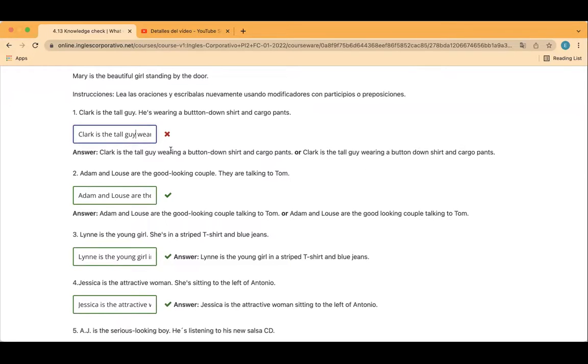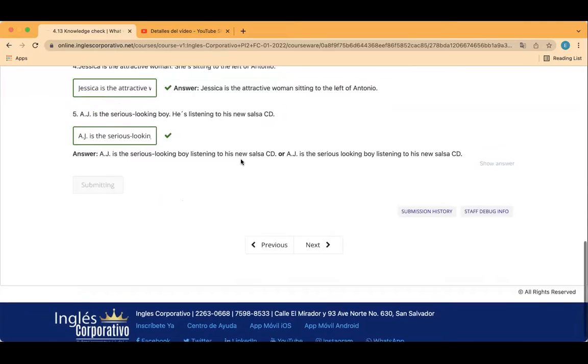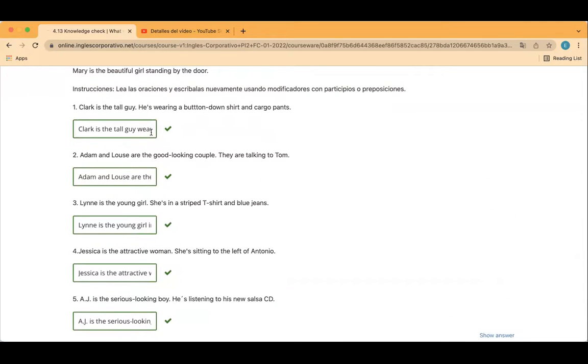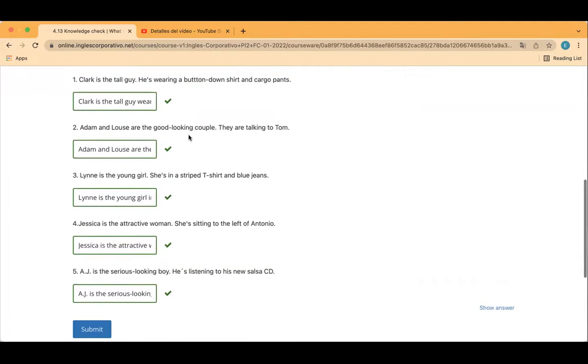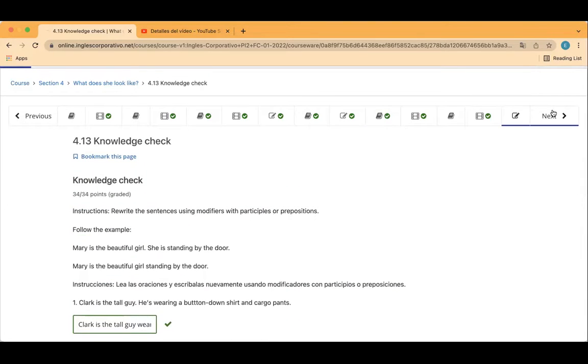Let me see. Clark is the tall guy wearing a button. Three T's. Ya entendí. Tengan cuidado, Laura. Me fijé que aquí habían puesto tres T's, pero no se fijaron ellos tampoco. Tiene que ser solo dos T's. Button. The button-down shirt. Oh, it's okay.